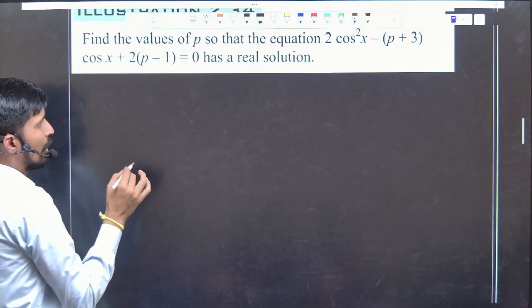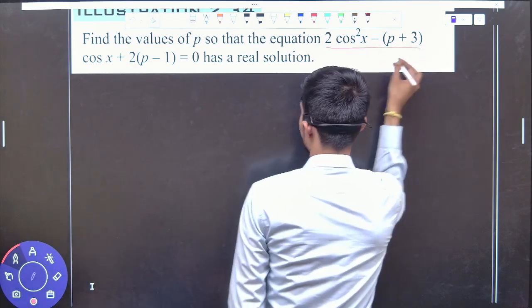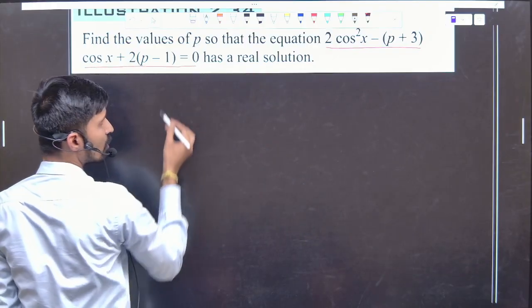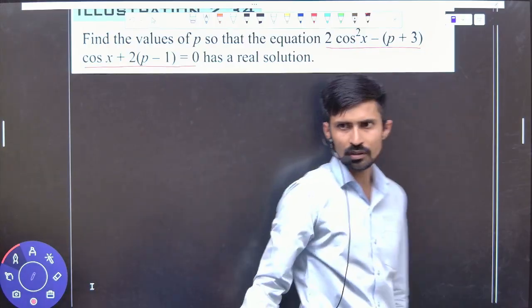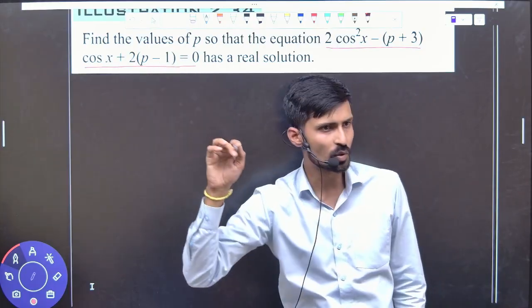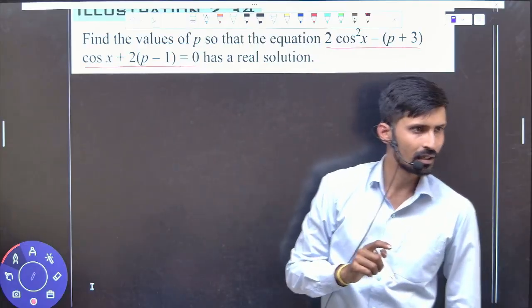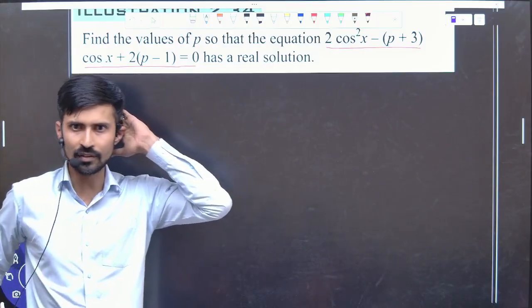See, we want a solution of this quadratic equation. Means the question is: at the place of p, what number should I put, so that this equation has a real solution? It should have a real solution.